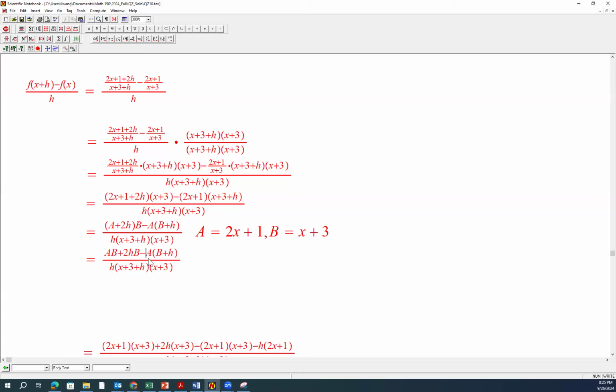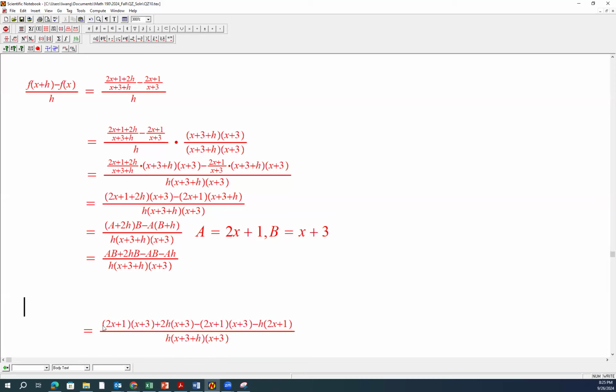On here, I will do negative A times B, that's a negative AB, and negative A times H. So negative A times H, this is going to be minus. Okay, that is essentially what I got here. So this piece is A times B plus 2H times x plus 3, because x plus 3 is a capital B. It's a way to simplify, to keep it nicer and cleaner. This is a capital A times B as well.